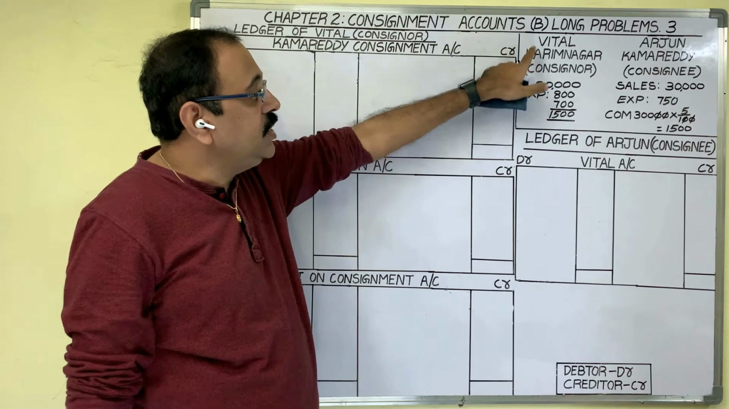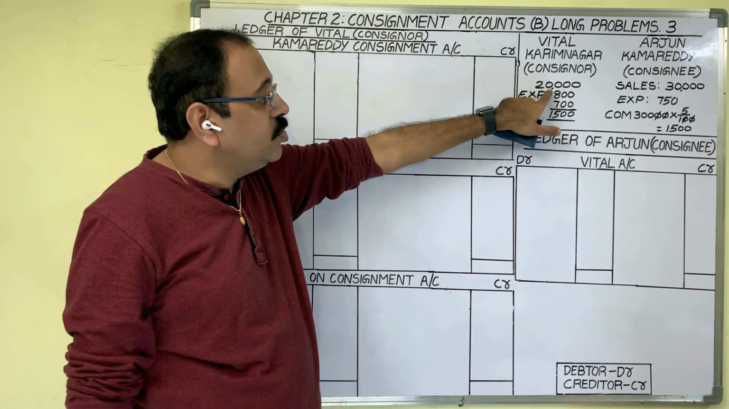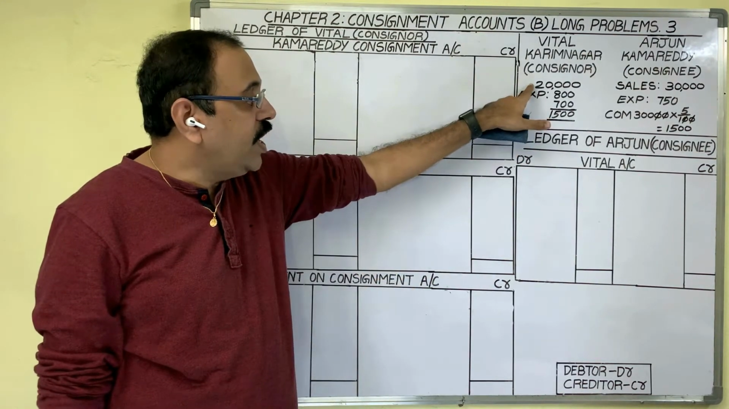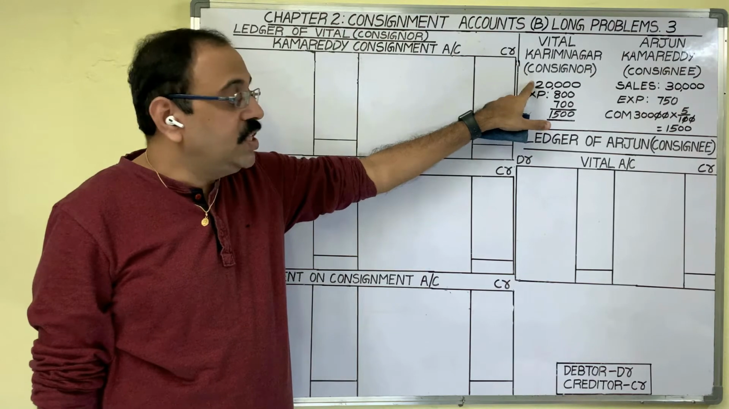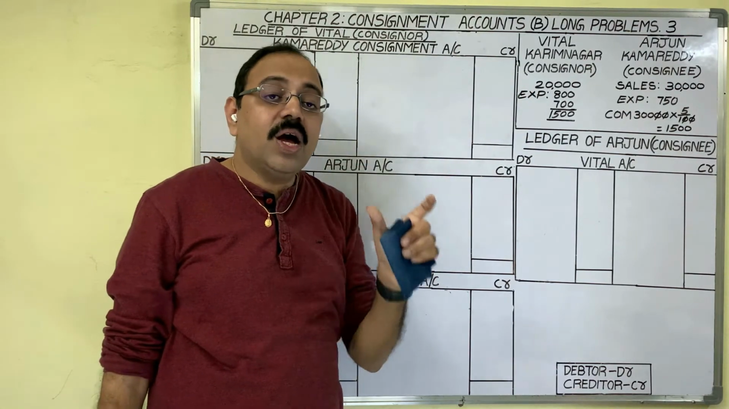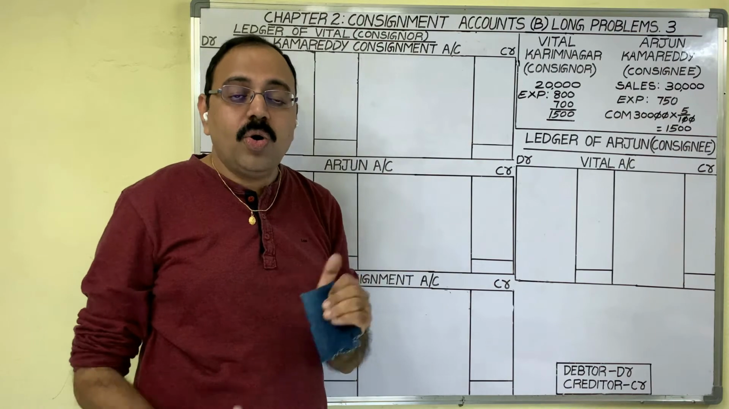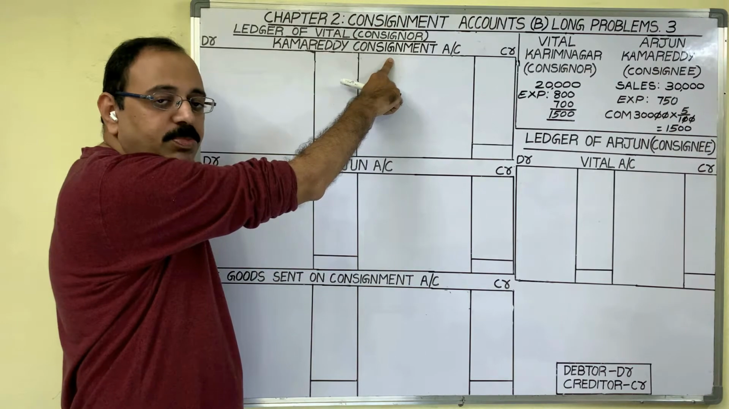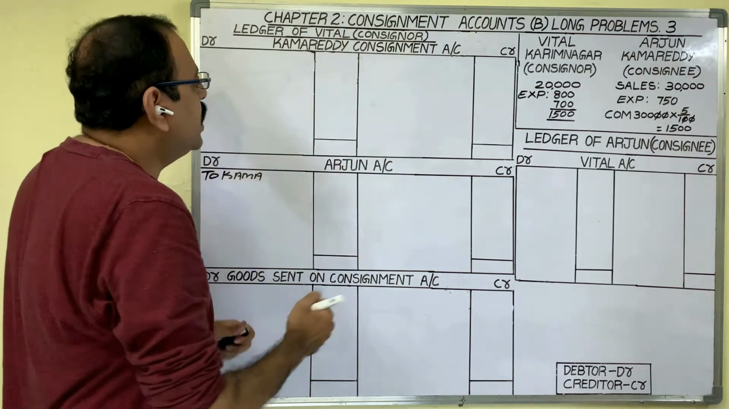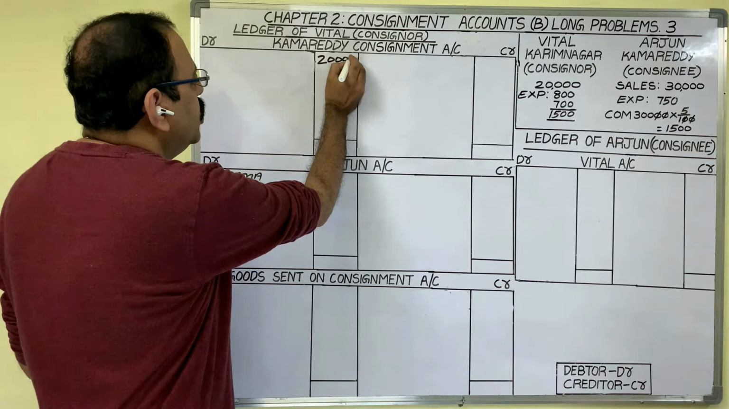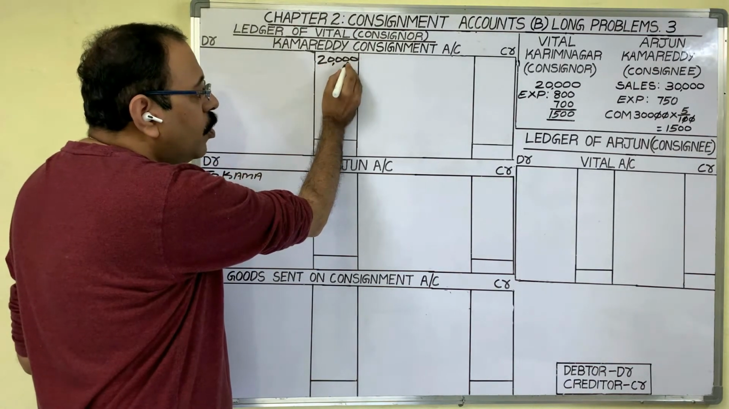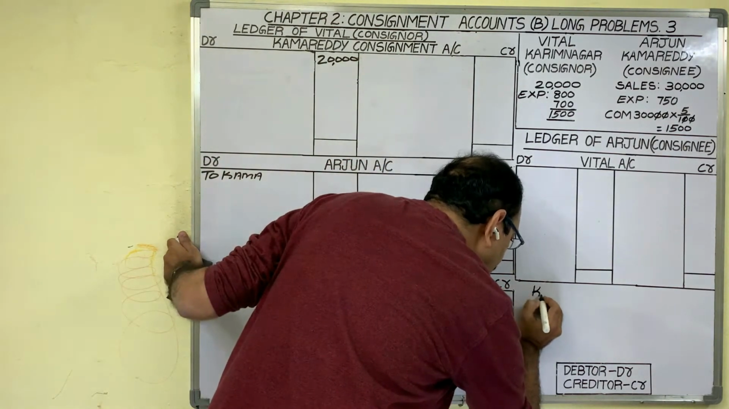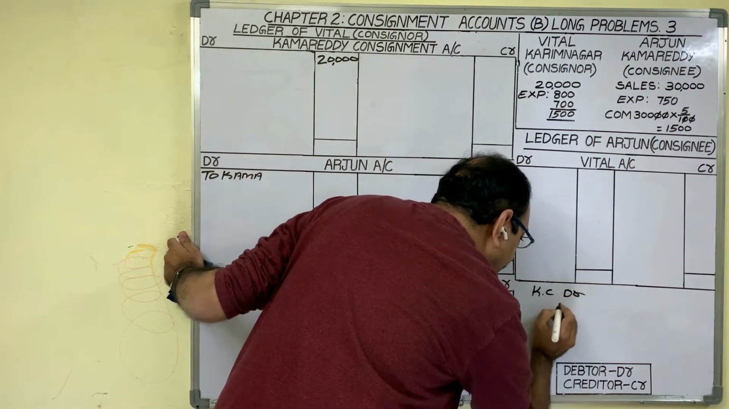First transaction is Vittal sent 20,000 worth of goods to Arjun on consignment. Here, this 20,000 indicates the cost of goods sent. So cost appears on the debit side of consignment account as per the nominal account rule. So on the debit side we should write 20,000. If you want to post 20,000 on the debit side, then in the journal entry Kamareddy consignment account should be debited.